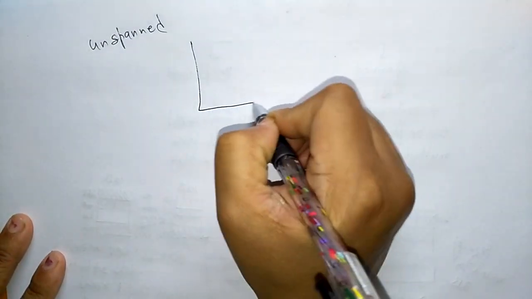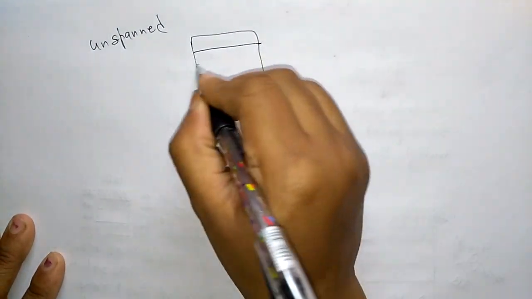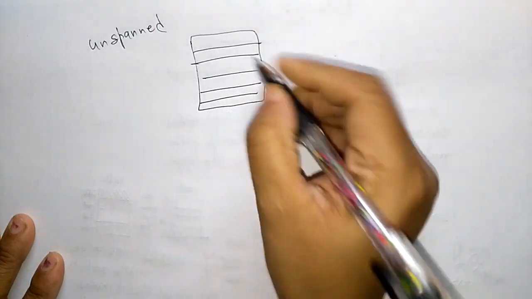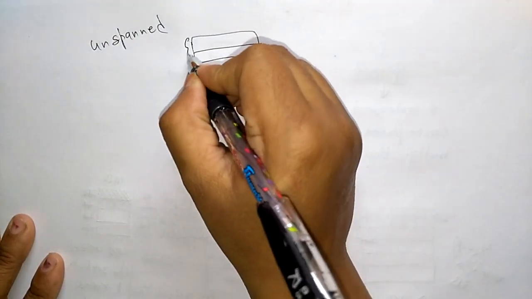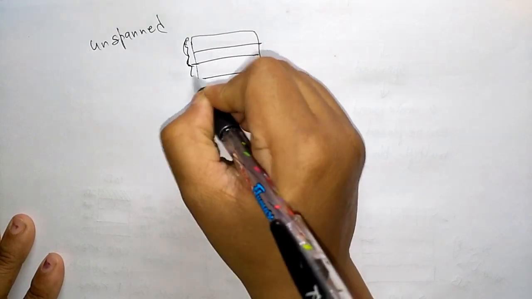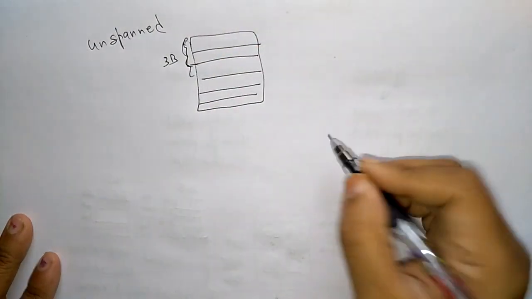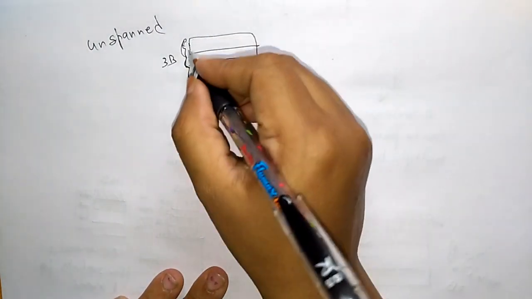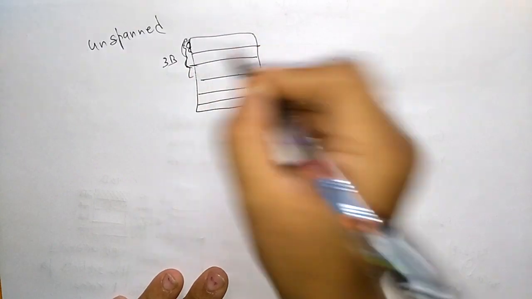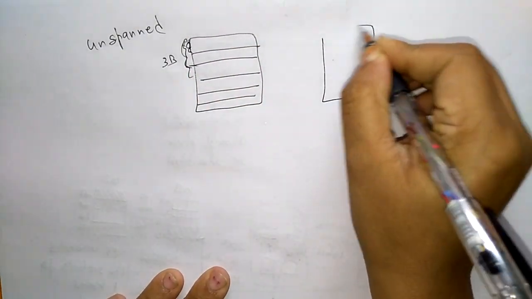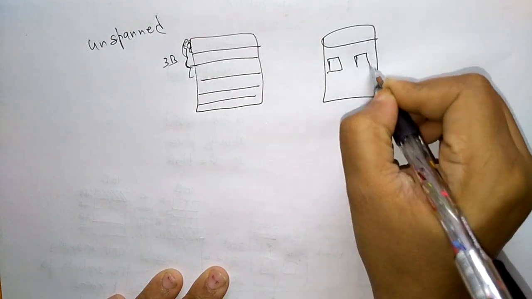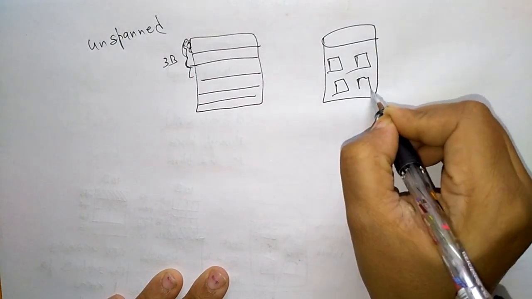So here this is your database file. So database, take the same example. So each record is having 3 bytes of size. Okay, each record is having 3 bytes of size, and this is the hard disk. Hard disk consisting of blocks.